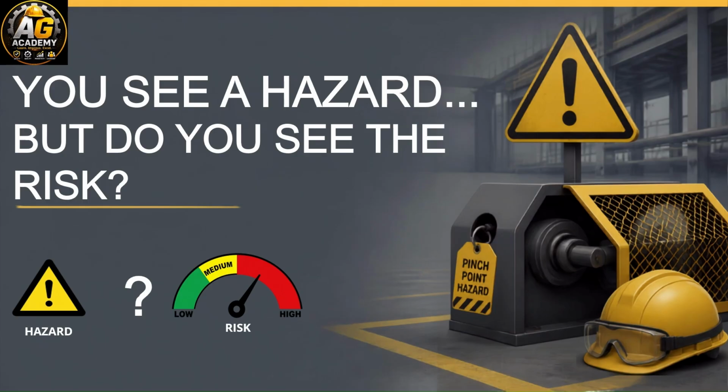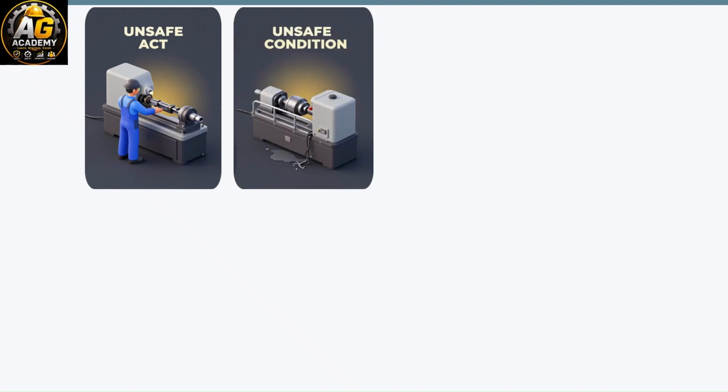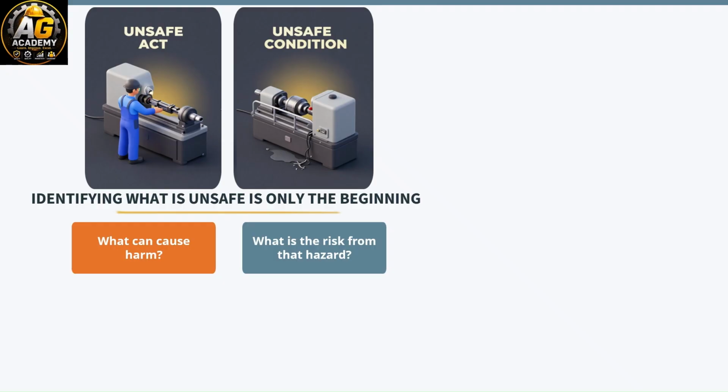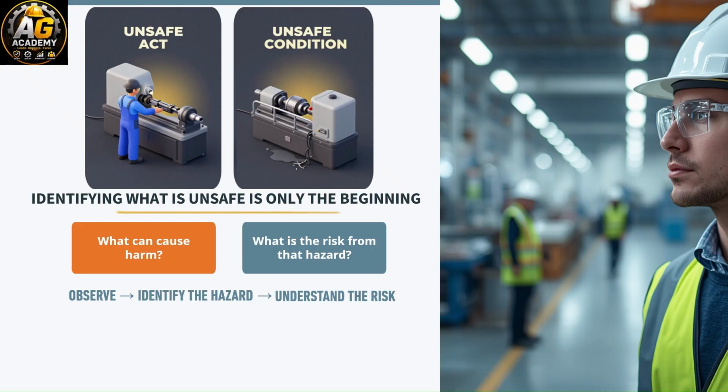First, let's connect this with what we learned in our previous lesson. In our previous lesson, we learned how to recognize unsafe acts and unsafe conditions. But identifying something unsafe is only the beginning. Now we need to ask two important questions. What can cause harm? And what is the risk from that hazard? This takes us from simply observing an unsafe situation to understanding it. So let's start with the first question.